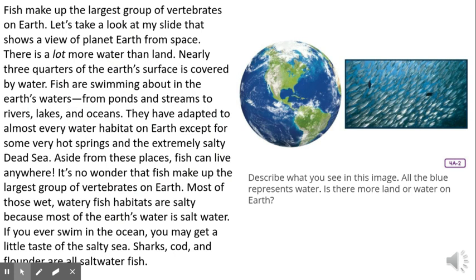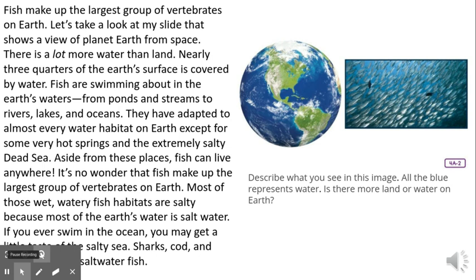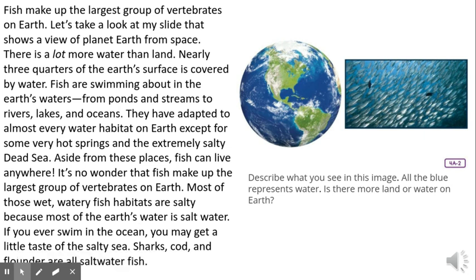Let's take a look at my slide that shows a view of planet Earth from space. There's a lot more water than land. Nearly 3/4 of the Earth's surface is covered by water. All right. Fish make up the largest group of vertebrates on Earth. So let's look at this map of the Earth that you see here. Nearly 3/4 of the Earth's surface is covered by water.